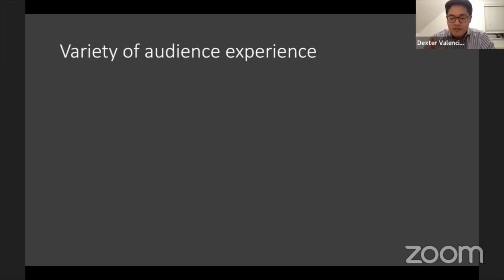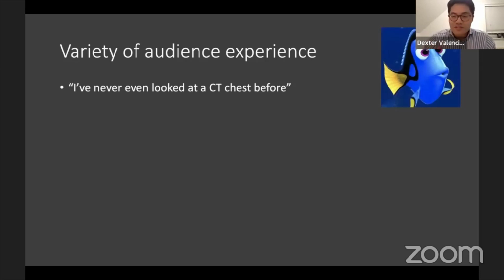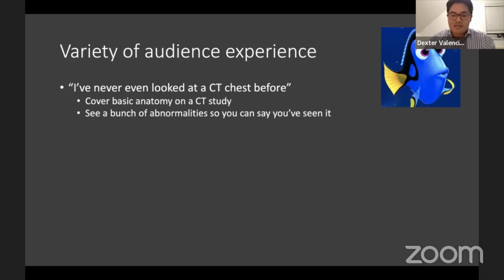So Kev's asked me to give this talk, and we've got a wide variety of experience within our audience. So we might have people with very little experience of CT chest, might have some really good experts. So you might be someone thinking, I've never looked at a CT chest before. You may never have seen any imaging whatsoever, and you're a real novice and rookie to all of this, but hopefully we'll be covering some basic anatomy for you so that you can identify them on the CT study and see a bunch of abnormalities, and at least you've seen some.